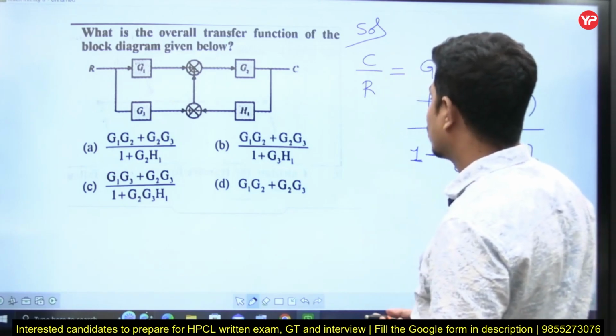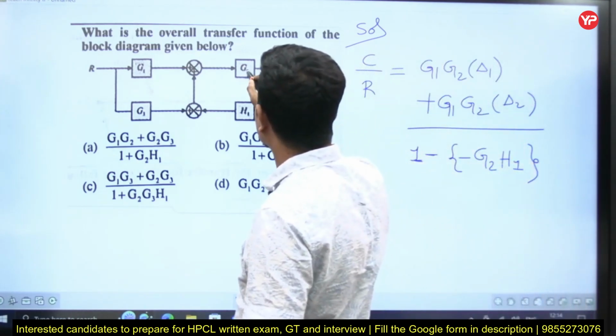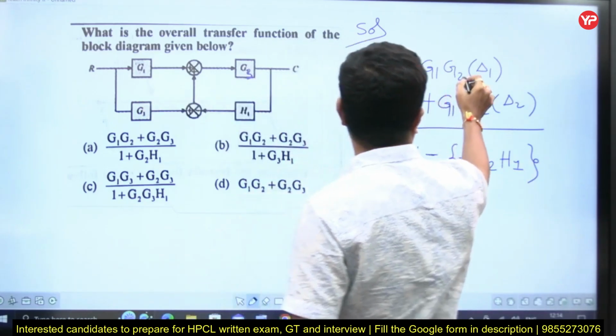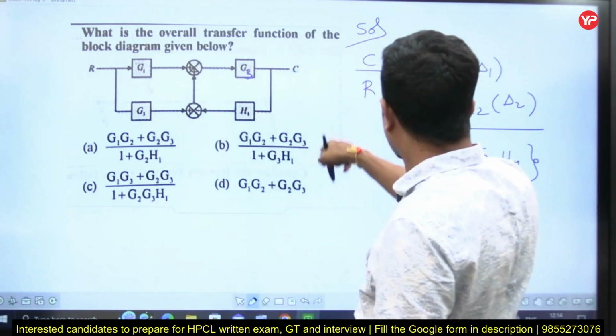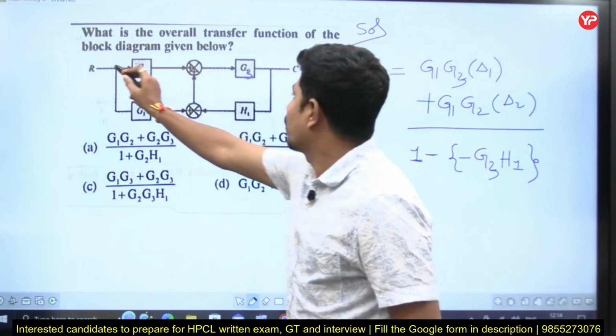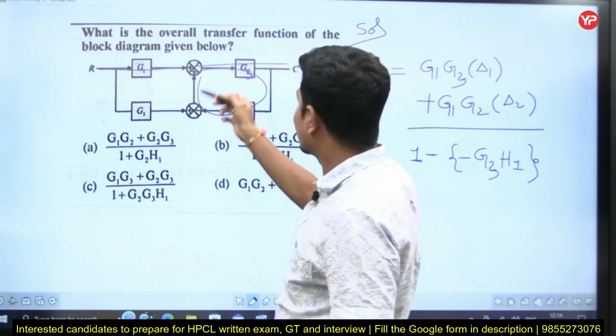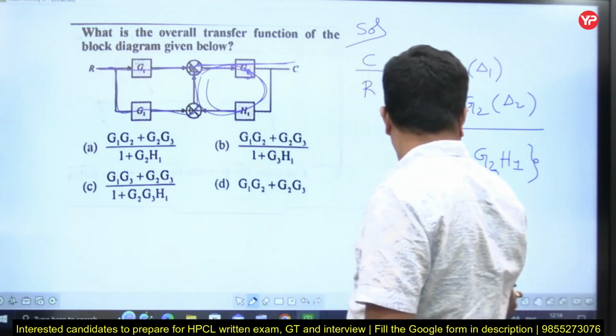I think he has taken this one as G3, so G1 G3, minus G3H1. Now to this forward path, this loop is touching, therefore delta 1 is 1. To this forward path, this loop is touching, delta 2 is also 1.